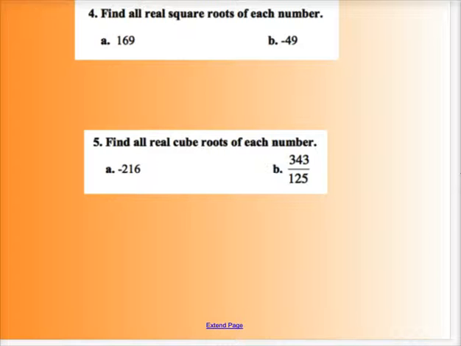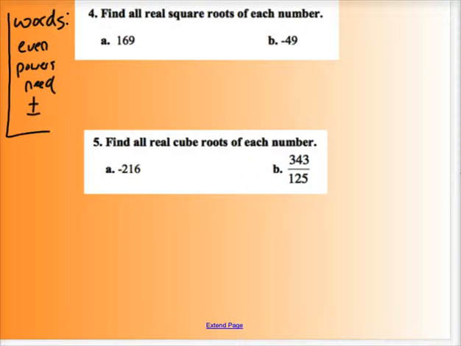Now, remember, when it is in words, that means even powers need the plus and minus. So if you need to write that on there to remind yourself, because I saw a lot of people messing that up on that first practice sheet that you turned in. So remember, when it's in words, the even roots need plus or minuses. Square root, that is an even root. So when I square root 169, I get plus or minus 13.